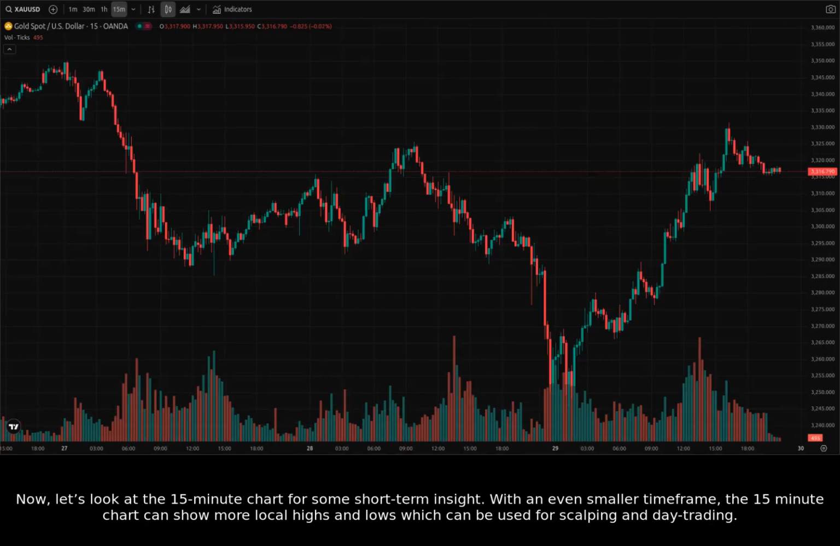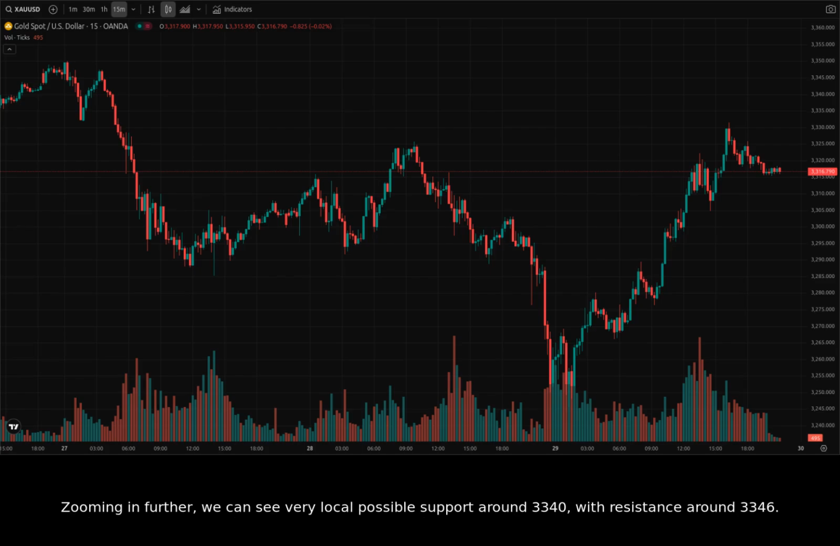Now, let's look at the 15-minute chart for some short-term insight. With an even smaller time frame, the 15-minute chart can show more local highs and lows, which can be used for scalping and day trading. Zooming in further, we can see very local possible support around 33.40, with resistance around 33.46. However, there is no obvious trend on this chart.